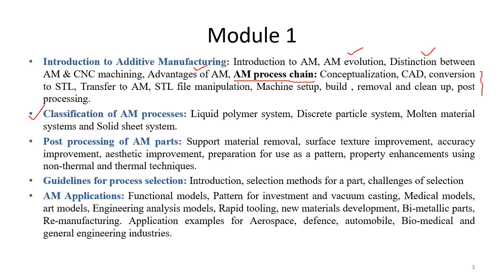So there are 4 classifications. They are liquid polymer system, discrete particle system, molten material systems, and solid sheet system. In this session we'll know about the liquid polymer system, what it is, and in detail we'll be knowing about the SLA technique, or we call it as a stereolithography apparatus.